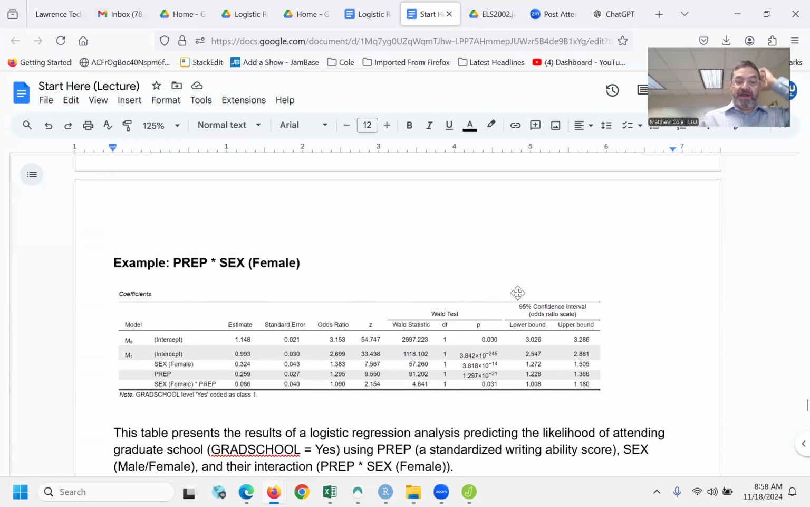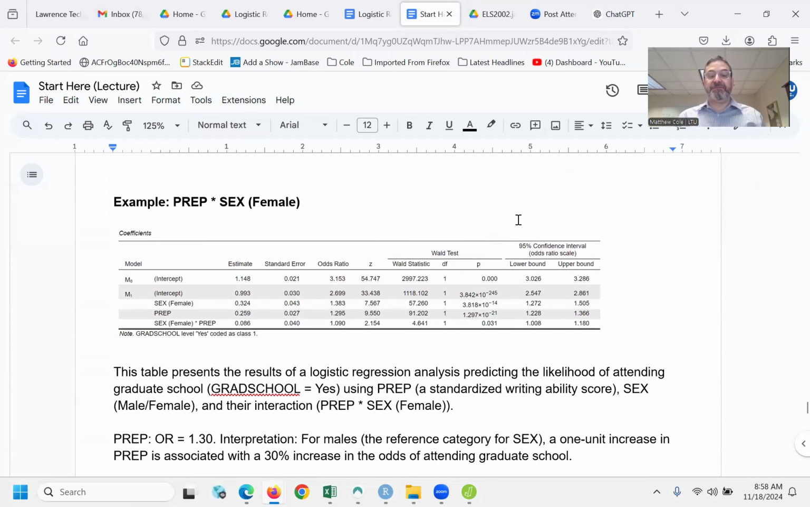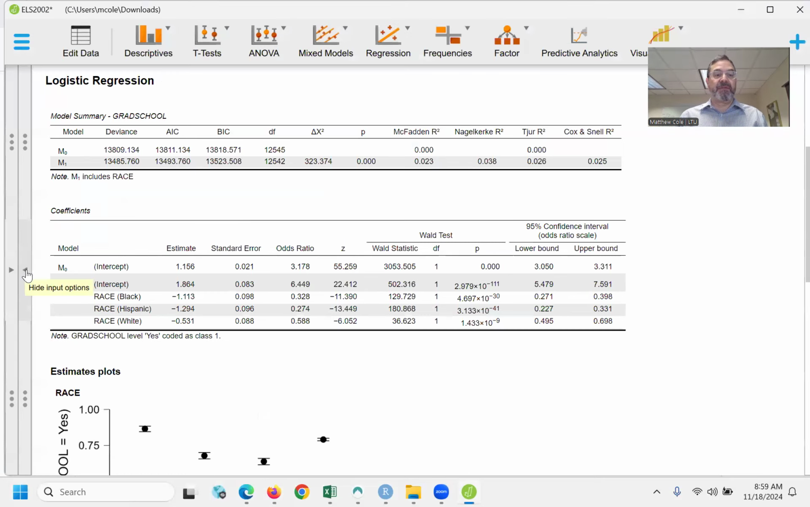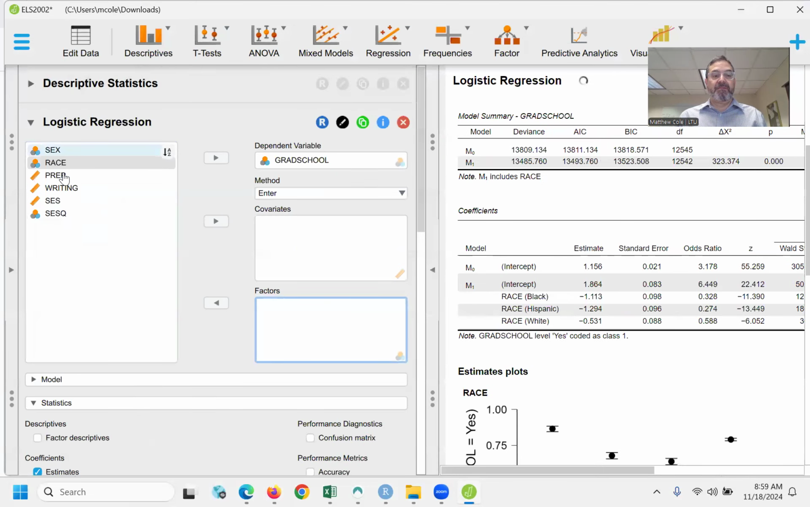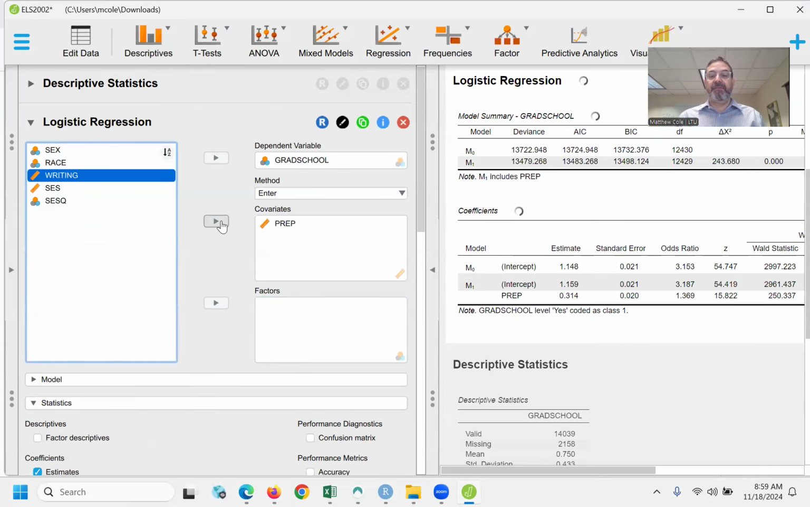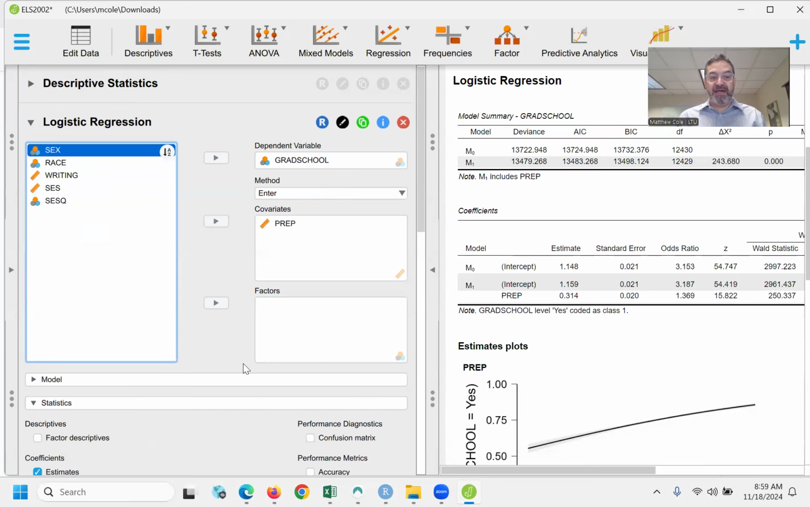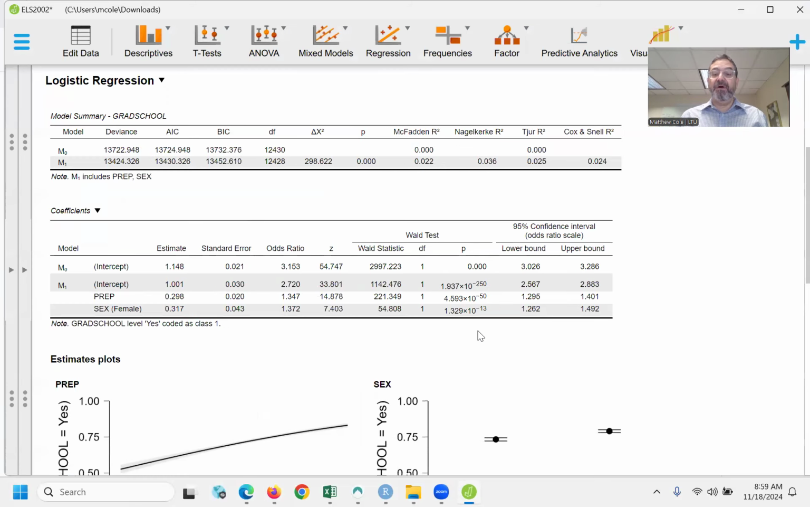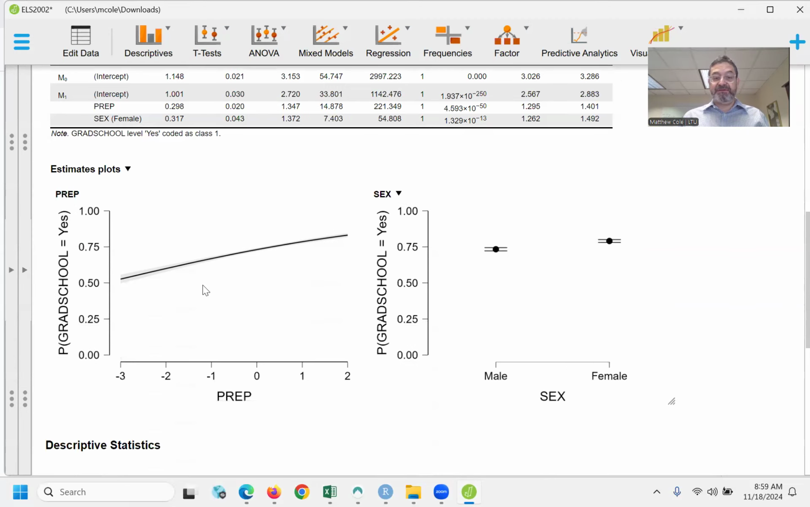How about if we do an interaction? How do we interpret an interaction? Well, let's look at prep as one variable. Let's add in sex. And just from those two, we can see they're both significant. We had learned that before. Prep was a significant predictor, and sex was a significant predictor. And we can see that here, same relationships.